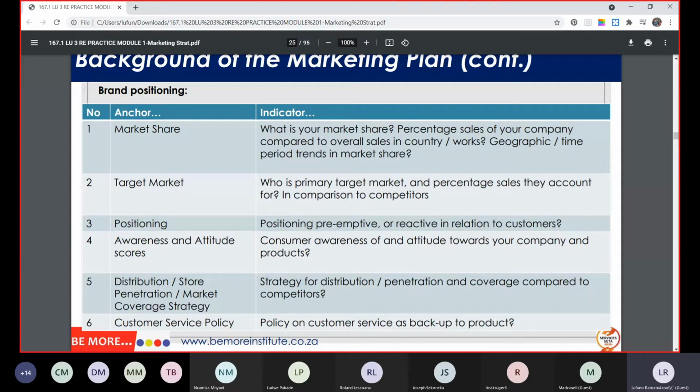Your positioning: is it preemptive or reactive? If it's preemptive, it means you're positioning yourself in such a way that you're not just reacting to the market or to the customers in a particular area. You are able to preempt somebody realizing that particular need. Your awareness and attitude score: are consumers aware, and what is their attitude towards that particular company and product? So you need to gauge the awareness of the consumer. Do they know the company very well? Do they know the product very well? What is their attitude towards that?